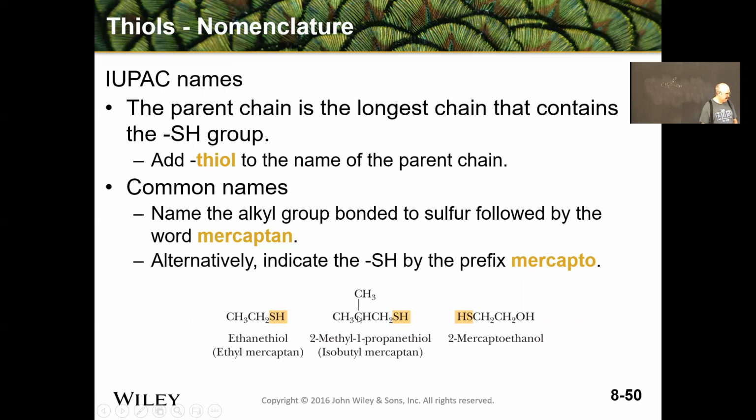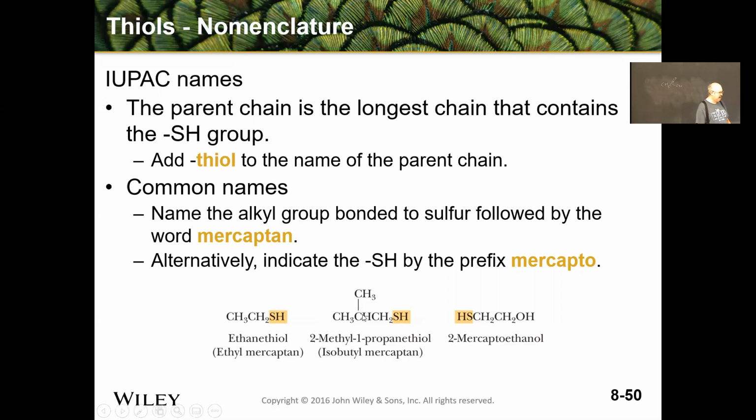This first one we call ethane thiol. We retain the E, the next letter is a consonant, ethane thiol. Commonly, this is called ethyl mercaptan. This one is 2-methyl-1-propane thiol, or isobutyl mercaptan. And here, the alcohol takes priority, and so the SH is a mercapto group, so 2-mercaptoethanol.